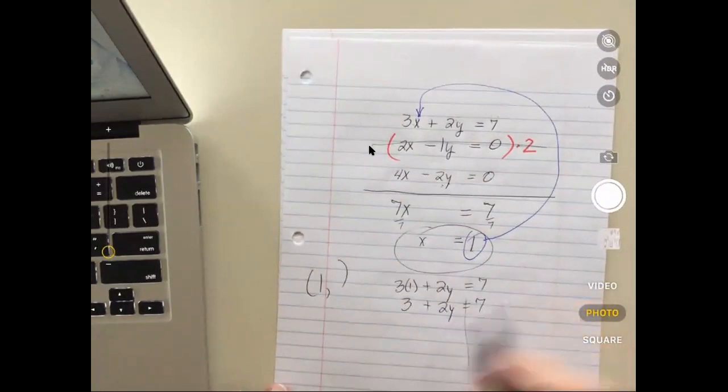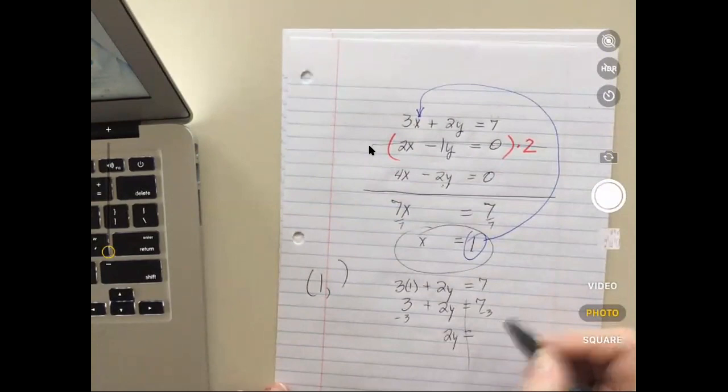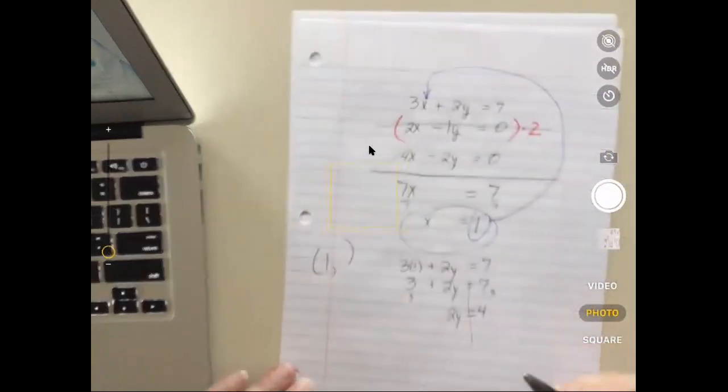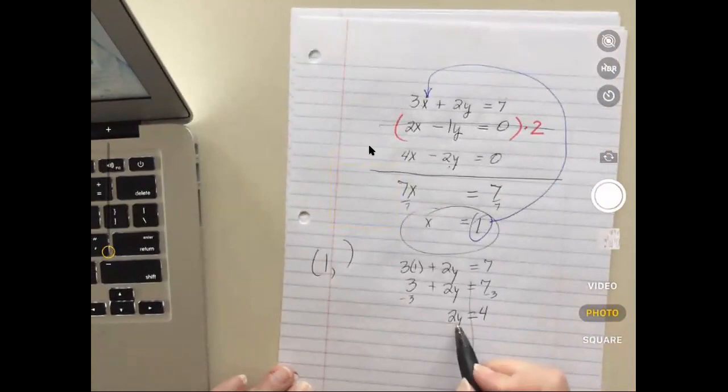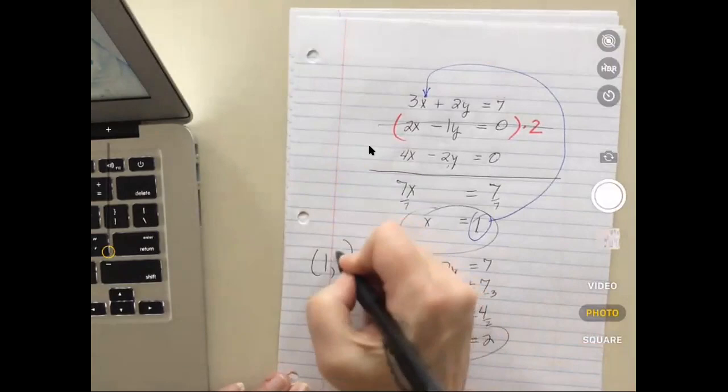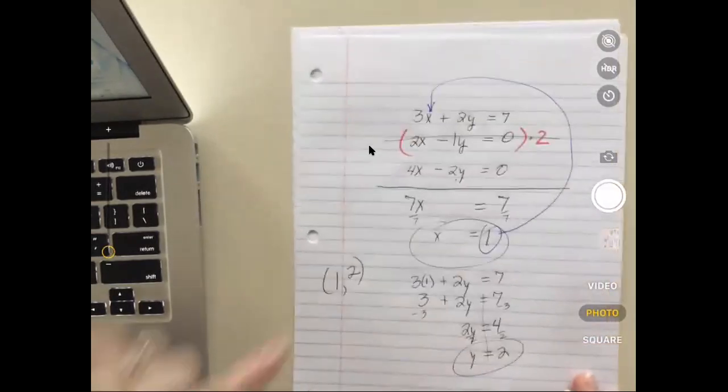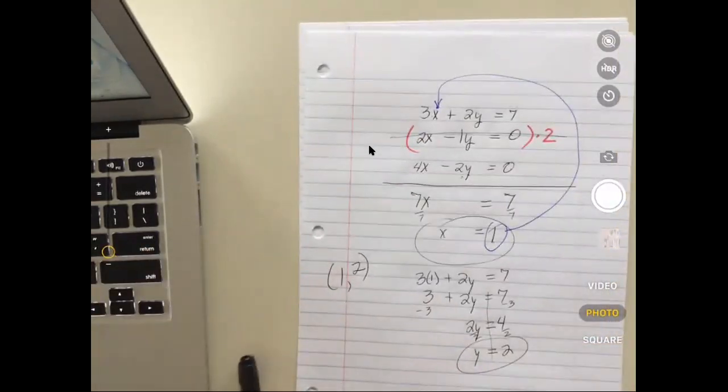Now I can solve this. Take away 3, take away 3. 2y equals 7 minus 3, 4. So if 2 times something is 4, just divide by 2 to get the answer. Y equals 2. Here's the other answer. So the point where those two lines cross is 1, 2. The solution to that system is 1, 2. X equals 1, y equals 2.